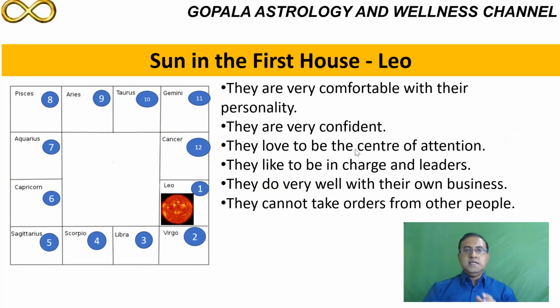All right, let's go to the next one, the dynamic Leo, the Surya, the Sun being the Lord of the Leo. If it is in the first house, what happens? They are very comfortable in their personality. They are very confident. They are the born leaders. They cannot follow others. They do not take commands from others. They like to command others. All right, most of the CEOs and the business people are seen with this Leo ascendant sign.